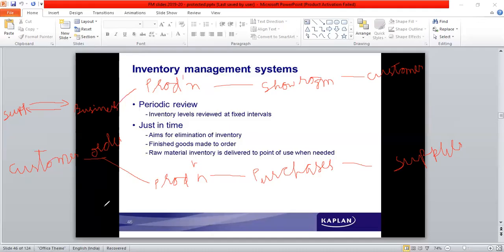Then there are other features associated with JIT. Workers in the JIT system are multi-talented, multi-skilled workers. So they can replace anyone at any given point of time on account of anybody's absence. Also, work will not be disturbed. It will be smoothly carried out, and the order will be completed and delivered to the customer.